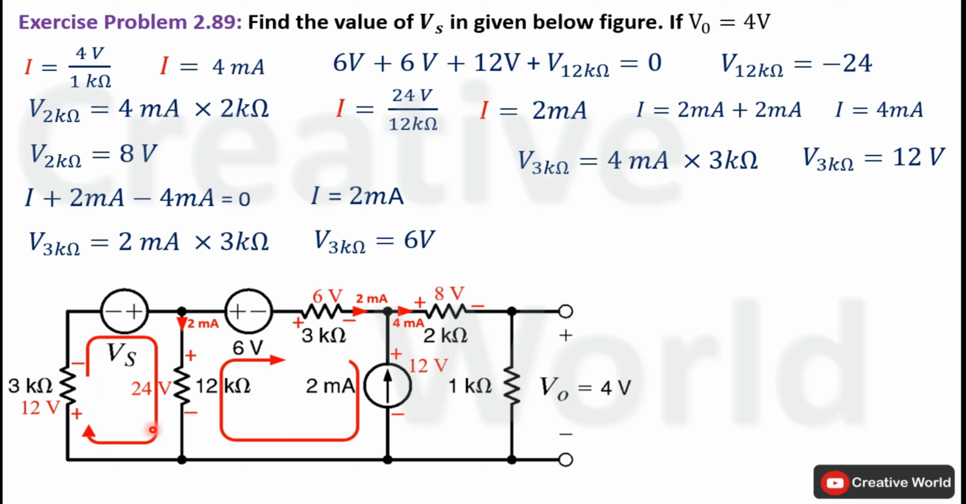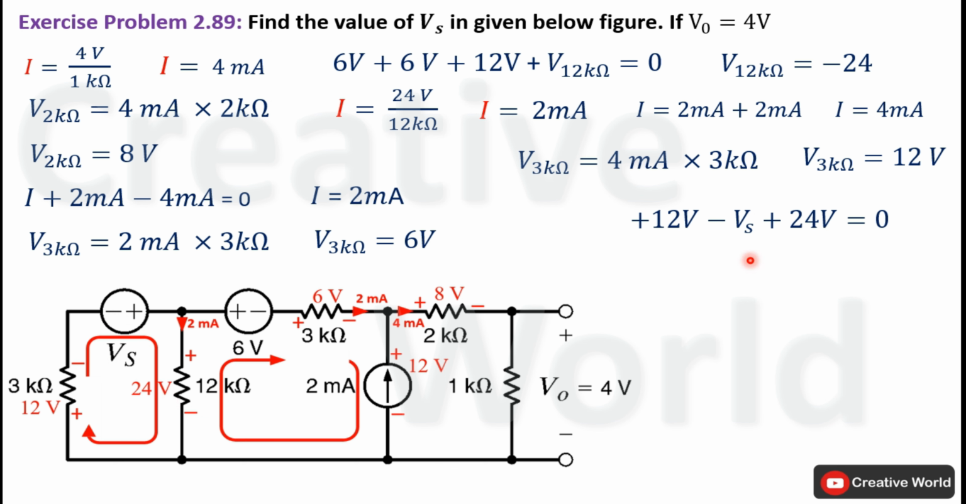Now we will apply Kirchhoff's voltage law inside this closed loop to calculate voltage Vs. For that purpose, we will start from here. Current entering terminal is positive, so 12 volt will be taken with positive sign. Next, Vs will be taken with negative sign because current entering terminal is negative. And voltage across this 12 kilo ohm resistance will be taken with positive sign because current entering terminal is positive.